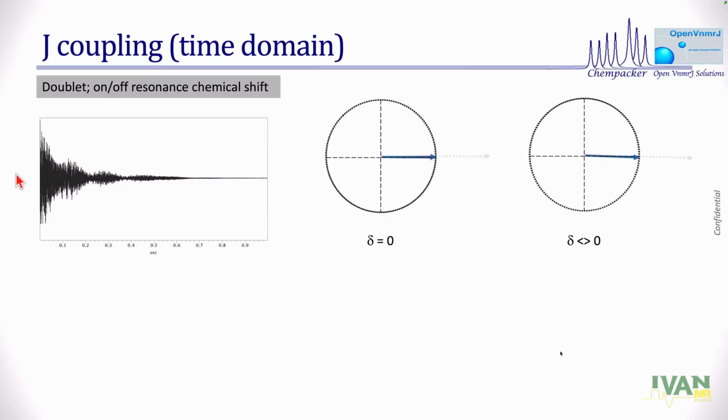In time domain, if you have a doublet, here are 2 doublets. One is on resonance chemical shift. The other one is off resonance chemical shift. The gray line is the chemical shift. So in a doublet or a multiplet, some transitions are precessing, lagging behind the chemical shift, and some vector precessions of the multiplets are running forward, running faster than the chemical shift. But they all follow the chemical shift. They are essentially vectors that are precessing ahead or behind their respective chemical shift.